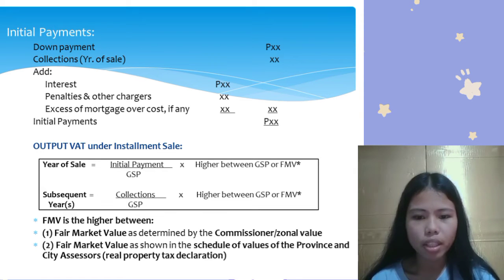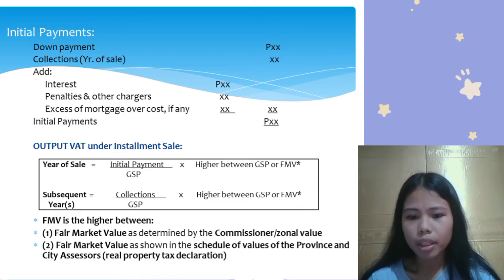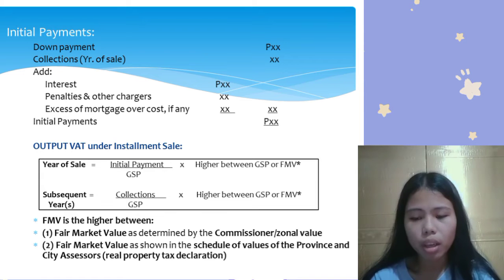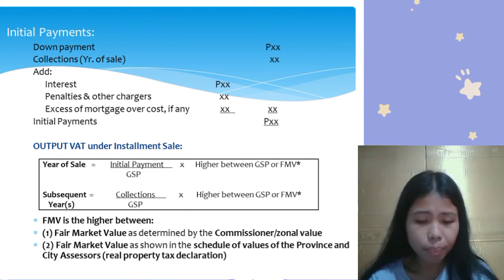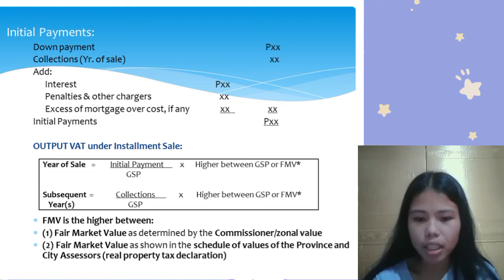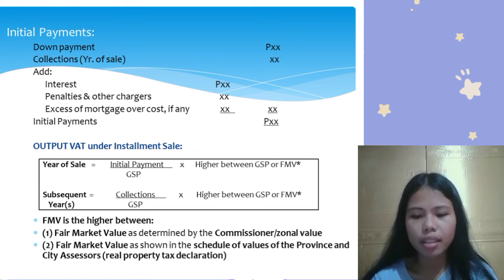Year of sale equals initial payment divided by gross selling price, times the higher between gross selling price or fair market value. Subsequent years: collections divided by gross selling price, times the higher between gross selling price or fair market value. The FMV is the higher between fair market value as determined by the Commissioner or zonal value. Fair market value is shown as a schedule of values of the province and city assessor, real property tax declaration.